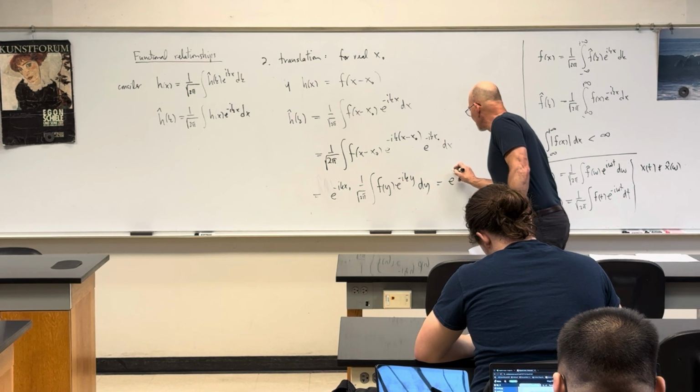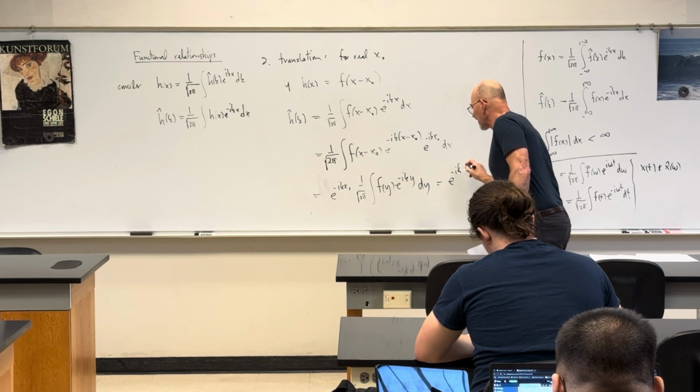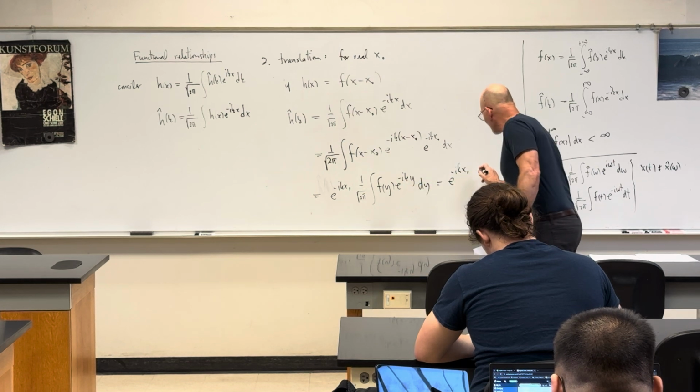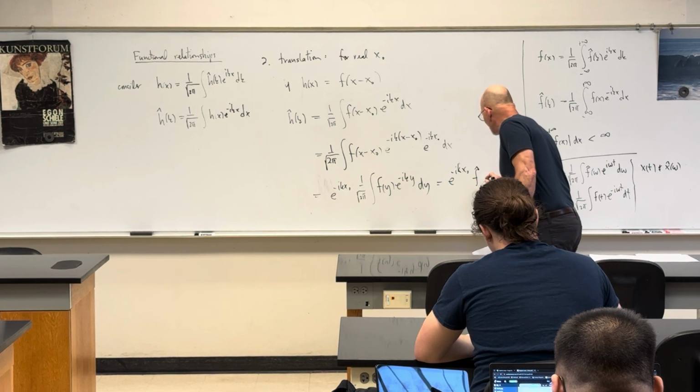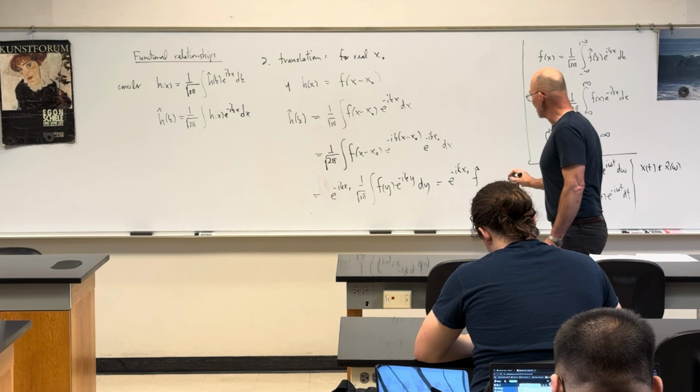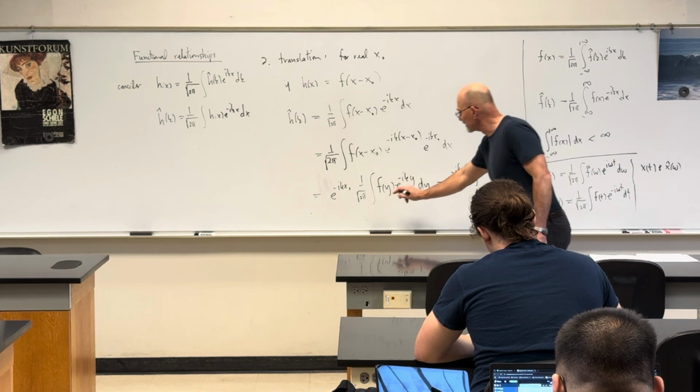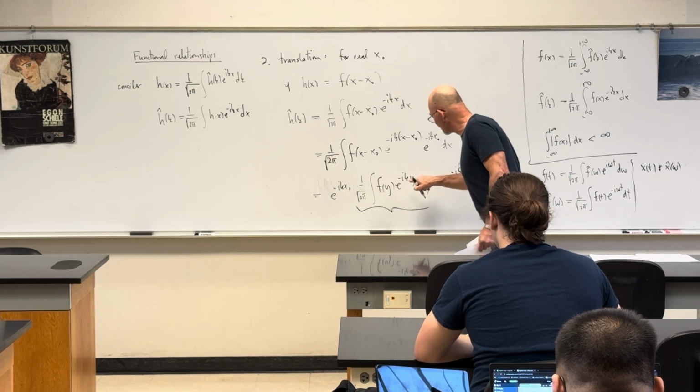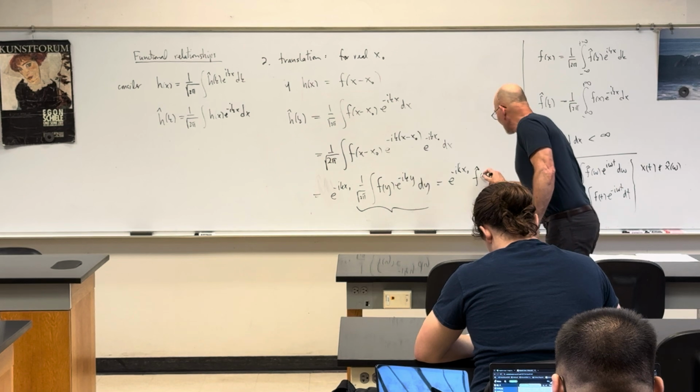I have e to the minus i k x0 times the Fourier transform, just in terms of k, right? This is just the Fourier transform. The argument is k, out of k.